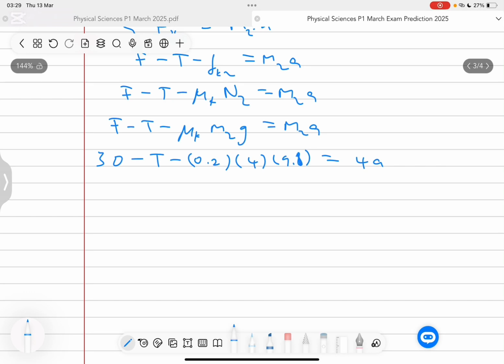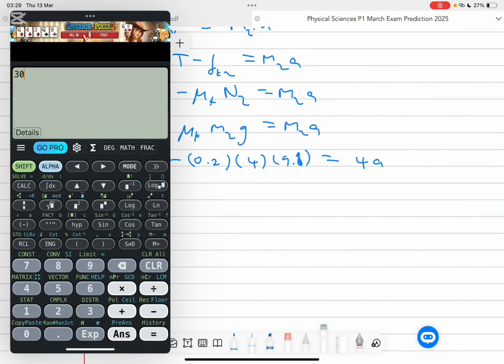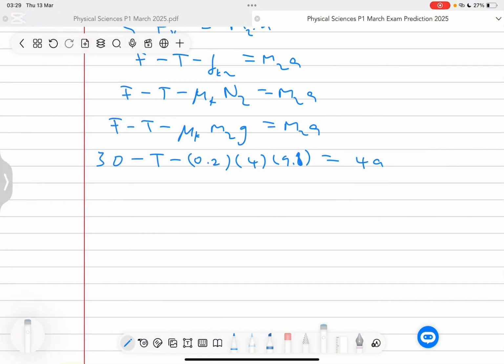Now again, this one requires a calculator. My like terms are 30 and all this. I'm going to combine this. So I'm going to say here 30 minus 0.2 times 4 times 9.8. And this gives me a positive 22.16. So we're going to have a negative T plus 22.16 being equal to 4a, and then I can call this equation 2, because also I can see that I have two unknowns.